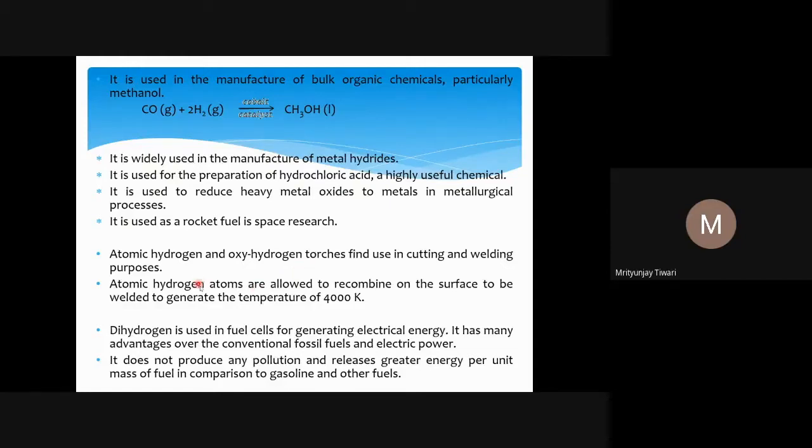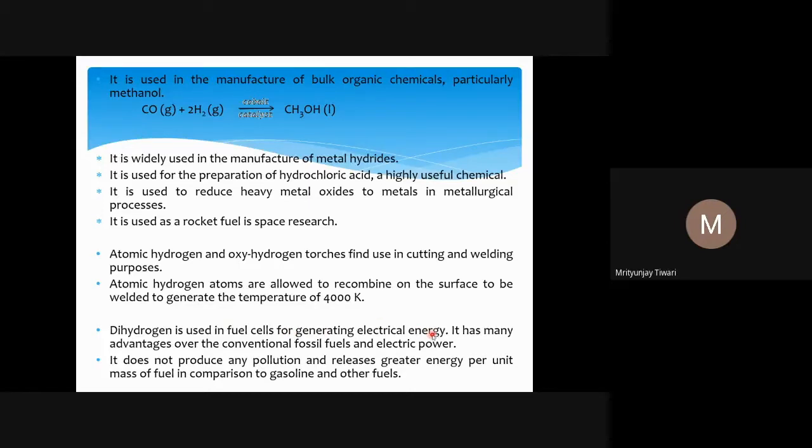Usually atomic hydrogen is used there, and the hydrogen will combine with oxygen gas. Similarly, in that reaction water molecules are formed, as we know hydrogen and oxygen form water when they react. In this process a large amount of energy is released, and that energy increases the local temperature, which is used for cutting and welding purposes. Dihydrogen is also used in fuel cells for generating electrical energy.